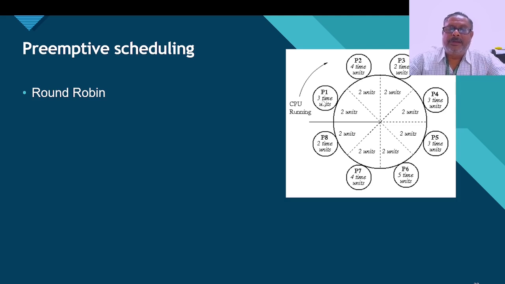Process one wanted 3 units, but we had provided only 2 units in the previous cycle. So now one more unit is required. So 1 unit of time is again given to process one, then the 2 units of time remaining are given to process two. Process three wanted 2 units, so it was given 2 units, so no more process three exists. 1 unit of process four is still pending, so this way it keeps on going.